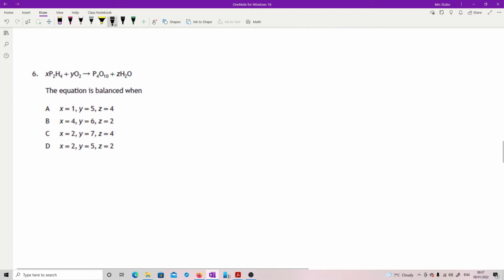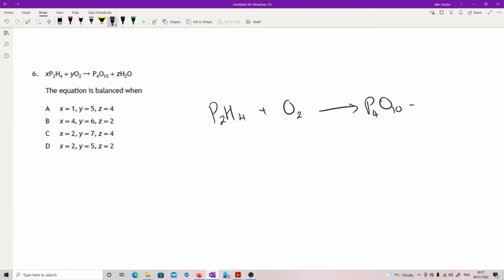Okay, the equation is balanced when? Let's just draw out the equation. This one's actually not a bad balance, because obviously what I do first is I just work the whole paper. So some of them I'm like, oh, not so nice, and others I'm like, it's okay.